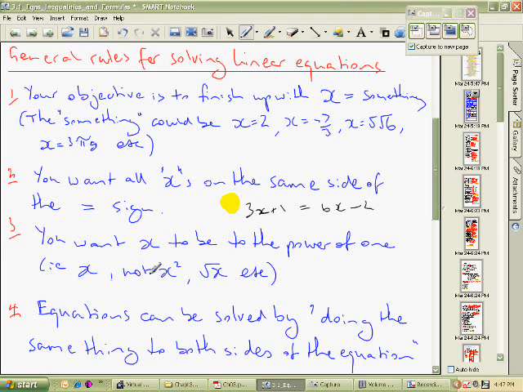So if you've got an x squared in there or a square root, you're going to have to deal with that. If it was an x squared, you'd deal with it by taking the square root of both sides of the equation. If it was a square root of something, you would square both sides of the equation, or whatever is appropriate, getting it back to just x.